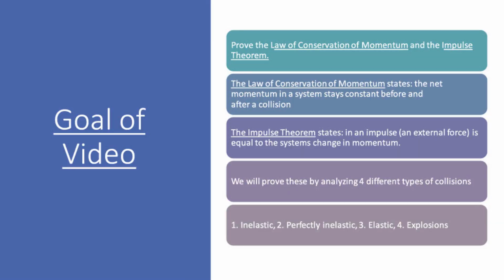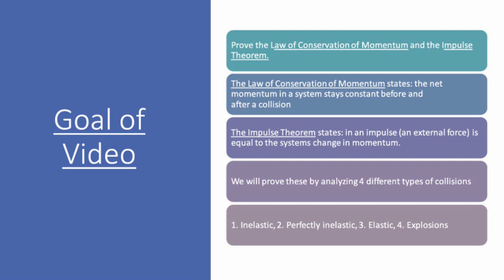The goals of the labs were to prove the law of conservation of momentum and the impulse theorems. The law of conservation of momentum states that the net momentum in a system is constant before and after a collision. So the momentum of object 1 plus the momentum of object 2 initial is equal to the final momentum of object 1 plus the final momentum of object 2.